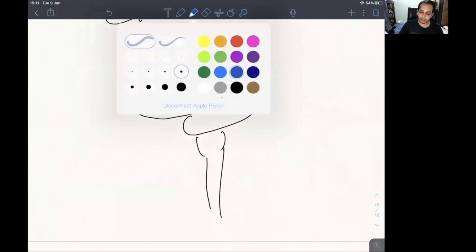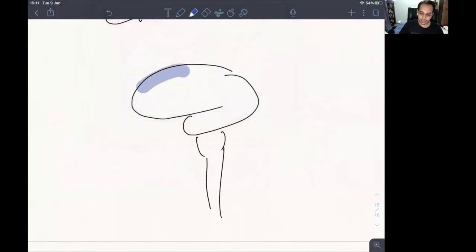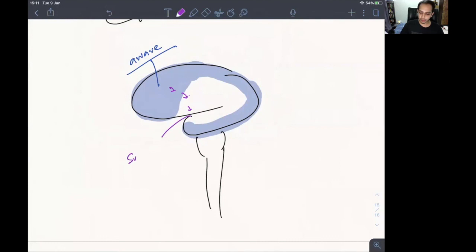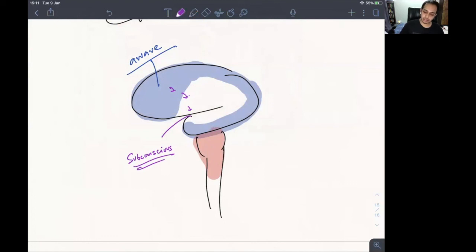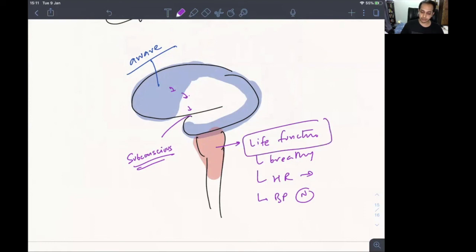Your consciousness, your awake state, is here. Your outer cortex is where you are aware, and as you go deeper and deeper, you enter more and more into your subconscious. And this area is basically just your life functions. It keeps you breathing, it keeps your heart rate running, it keeps your blood pressure normal. So this is your basic life function. If this goes, then everything above it will stop.